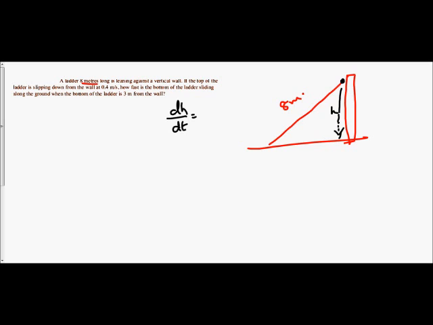Another important question: a ladder 8 meters long is leaning against a vertical wall. So you have a wall and you have a ladder which is 8 meters. Again, be careful with the units right from the beginning of such questions. If the top of the ladder is slipping down from the wall at 0.4 meters per second, so the height is changing. If I call this h, now dh/dt is 0.4 meters per second.